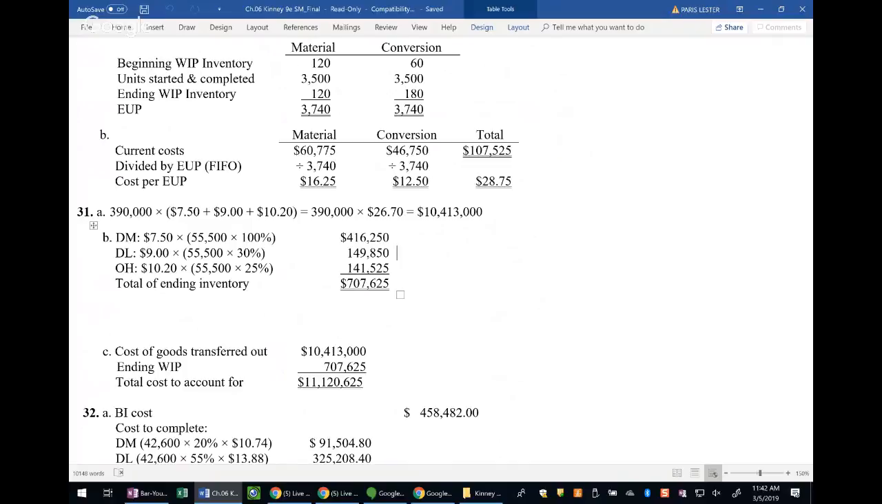Now B part, what is the cost of ending inventory? Now that's where you come in. How much ending inventory did they have? 55,000. 55,500. All right, it was 100% complete for materials, 30% complete for labor, 25 for overhead. So multiply that out and multiply it by 759 and 1020, and that should be easy to calculate, shouldn't it? Shouldn't that be pretty easy, Clayton?